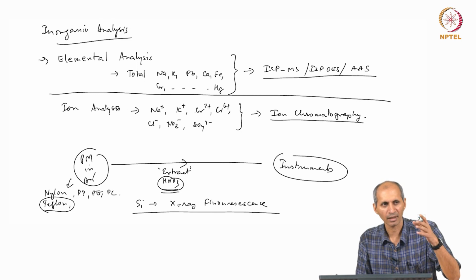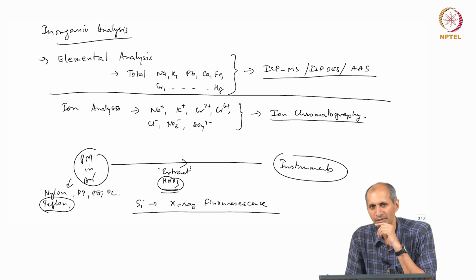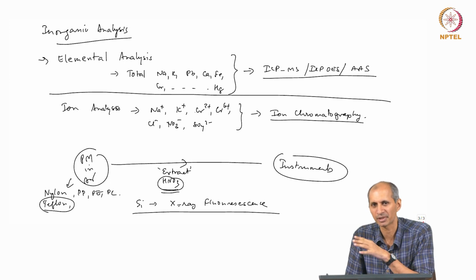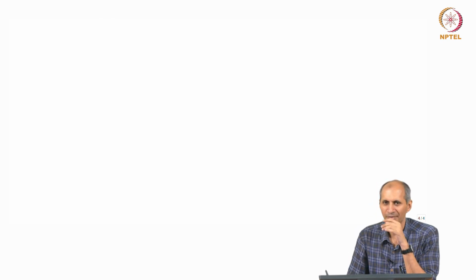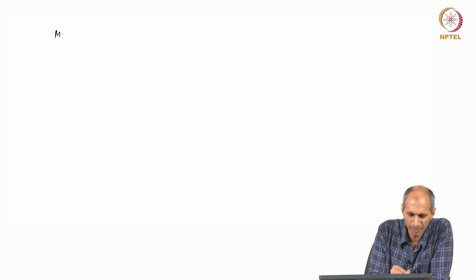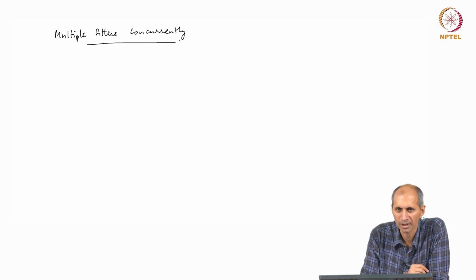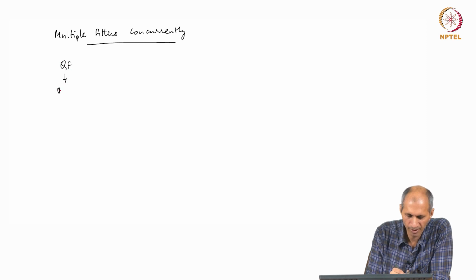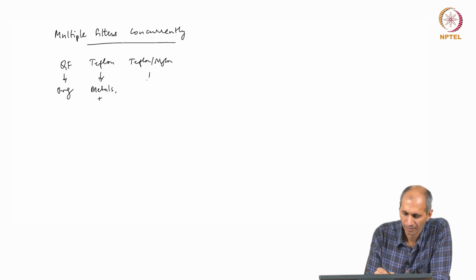So, in a given site, say outside this building, I want to get the full composition of everything. How many filters, minimum number of filters I need to use? I can't use the same filter for all analysis, which means I have to use multiple filters at the same time. Yeah. So, it is a bit of an inconvenience. So, you have to use multiple filters concurrently. You can at least have quartz fiber for all the organic analysis. You have Teflon for metals. You can have one more Teflon or nylon for the ions.